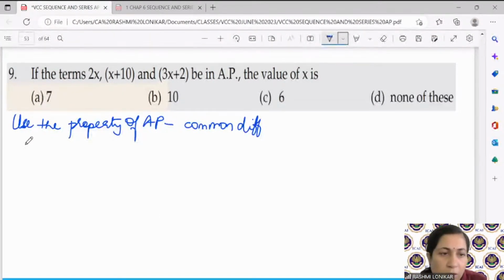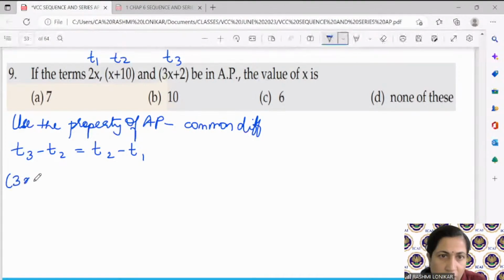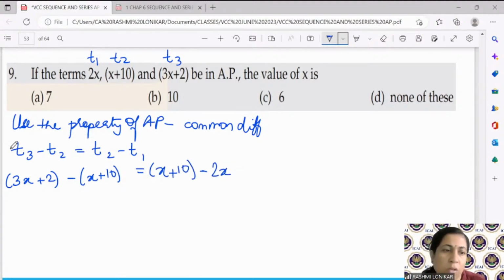So what is it saying? That T3 minus T2 should be equal to T2 minus T1. Now this is T1, this is T2, and this is T3. So T3 is 3x plus 2. T3 minus T2, that is x plus 10, should be equal to T2 minus T1, which is 2x. Now this is 3x plus 2. The minus sign will go into the bracket. This will become minus x minus 10.